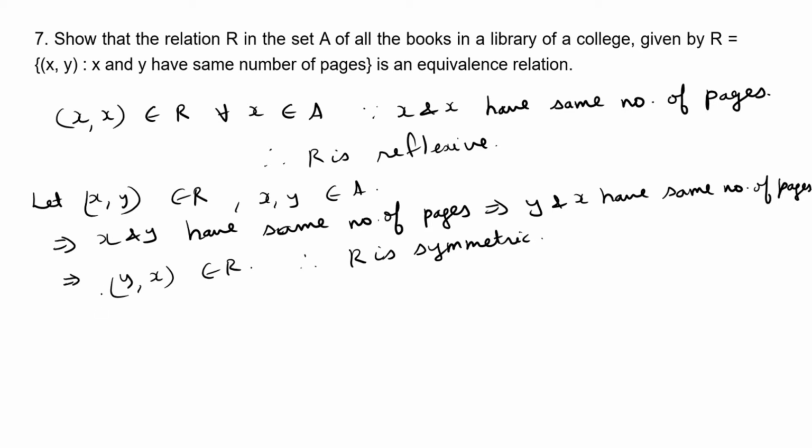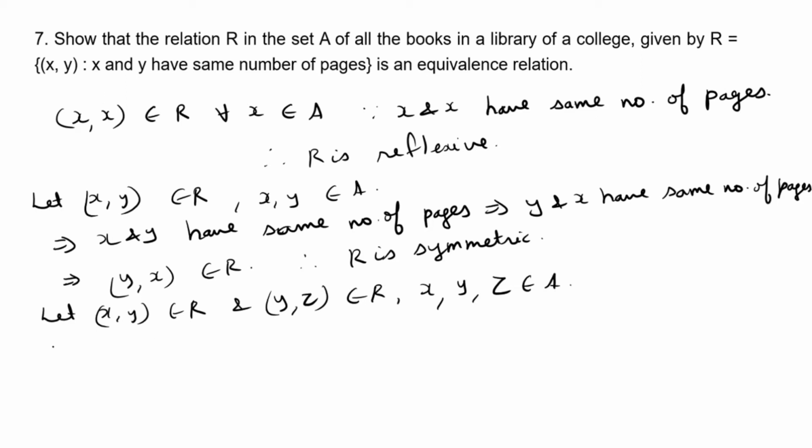Now we have to prove R is transitive. Let (x, y) belong to R and (y, z) belong to R, where x, y, z all belong to A. If (x, y) belongs to R, it means x and y have the same number of pages.